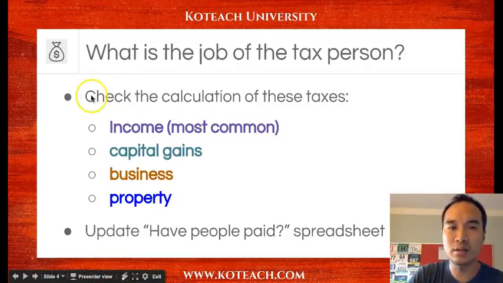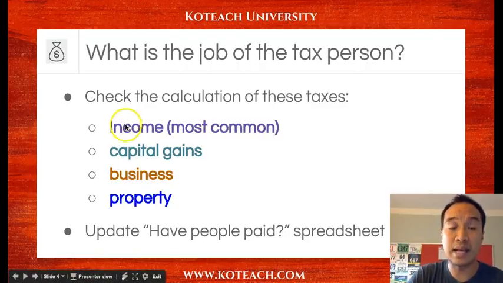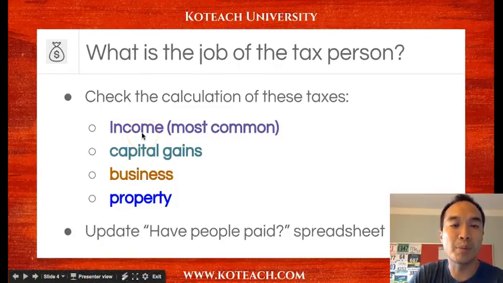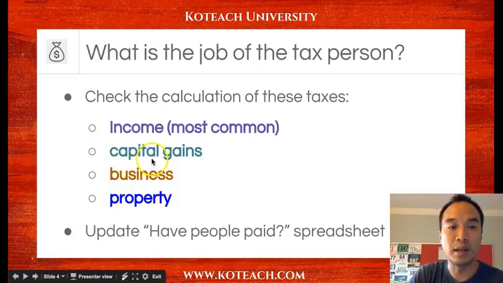First, they check to see that the calculation of these taxes is correct. And these taxes are income, capital gains, business, and property. Just as a side note, the income taxes are the most popular because every single student has to pay those. These other ones are optional in terms of starting a business, owning property, and investing. The second role is to make sure that the taxes are paid, so the have people paid spreadsheet is updated.